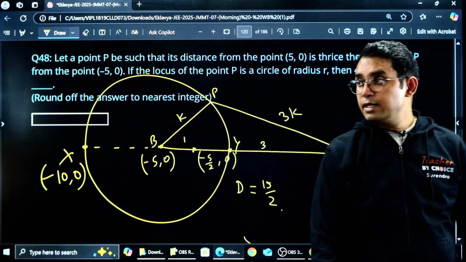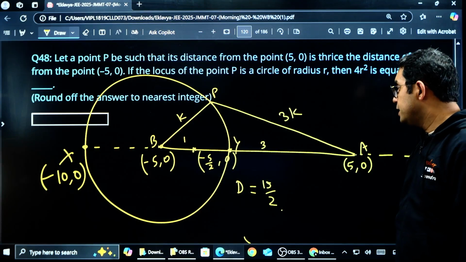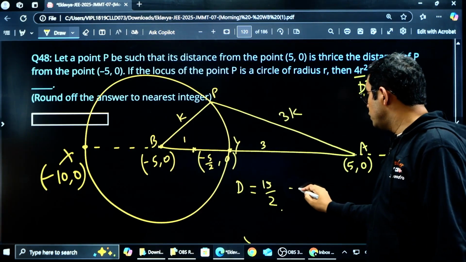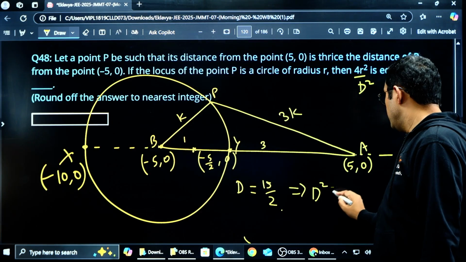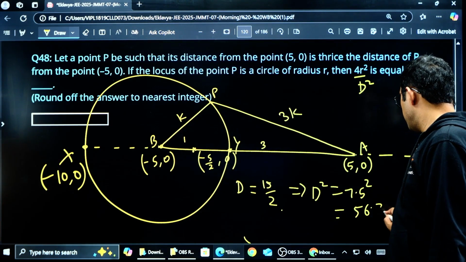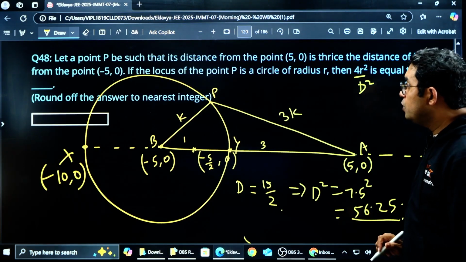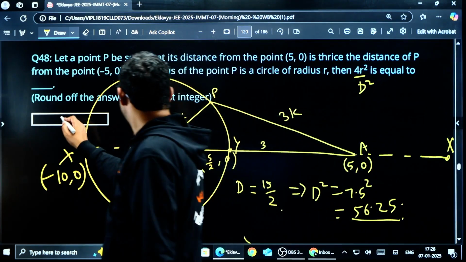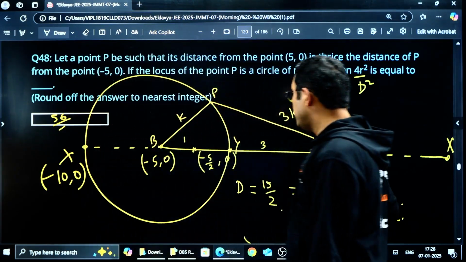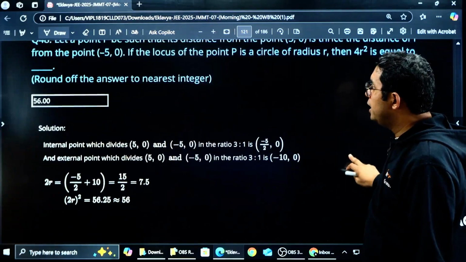Okay, and they are asking 4r square, rounded to the nearest integer. This is also d square, so 2r whole square. So d square would be 7.5 square. 7.5 square is 56.25. So rounding off to the nearest integer, I think the answer will be 56. Now I was saying we can do it directly. You can do it by coordinate geometry also. Answer is 56. Please see how.